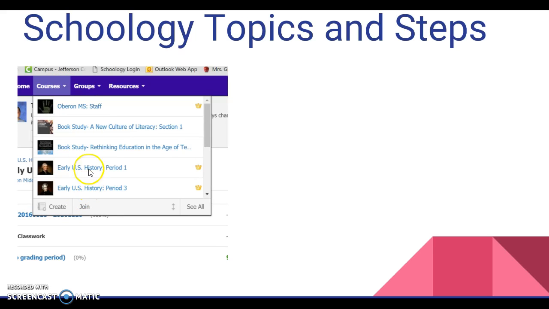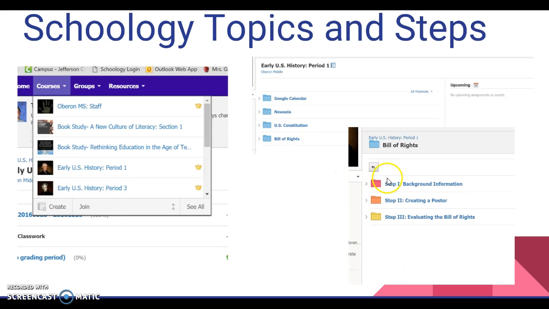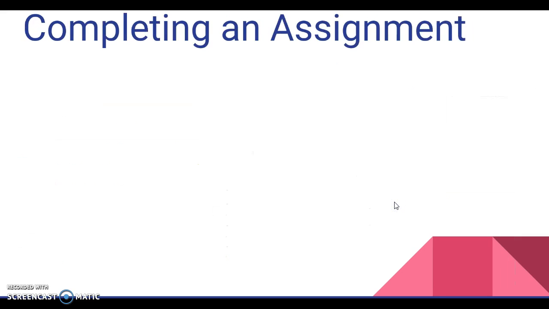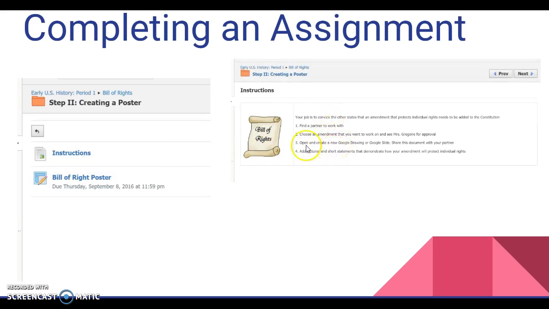This is my Schoology, so you can see all my courses. Theirs would look a little bit different, but you find their U.S. history class, and let's say you wanted to know the Bill of Rights. Well, you click on the Bill of Rights, and it breaks it down step by step exactly what they needed to do. So let's say you wanted to figure out how they created a poster. You would click directly on that, and it'll tell you everything you need to know to complete an assignment. The first thing they'll see is the instructions. They're definitely going to want to click on that, and it breaks down step by step exactly what they need to do to create that poster.